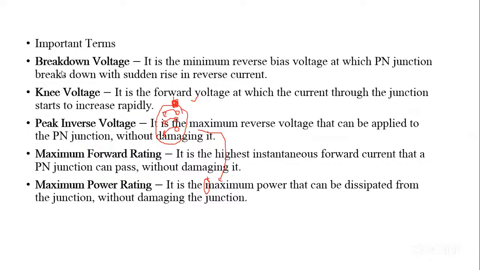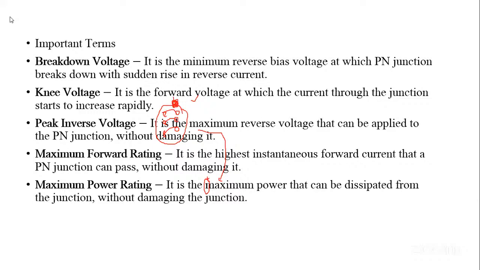So back to this slide. When we keep expanding the width of that reverse bias junction, a point is reached, then suddenly that junction will break. When that happens, reverse current will rise speedily and begin to move from the base back to the emitter. That is breakdown voltage. We also have a knee voltage. It is the forward voltage at which current through the junction starts to increase rapidly.